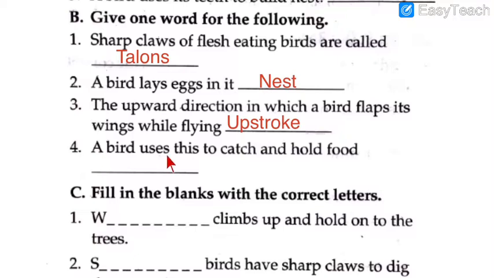Number 4. A bird uses this to catch and hold food. Now what do the birds use to catch and hold the food? Do they use their hand? Now you will say, sir has gone mad. Birds do not have hands. Obviously they don't have hands. So what do they use? So the correct answer is they use their beak. B-E-A-K, beak. A bird uses this to catch and hold the food. It is beak.